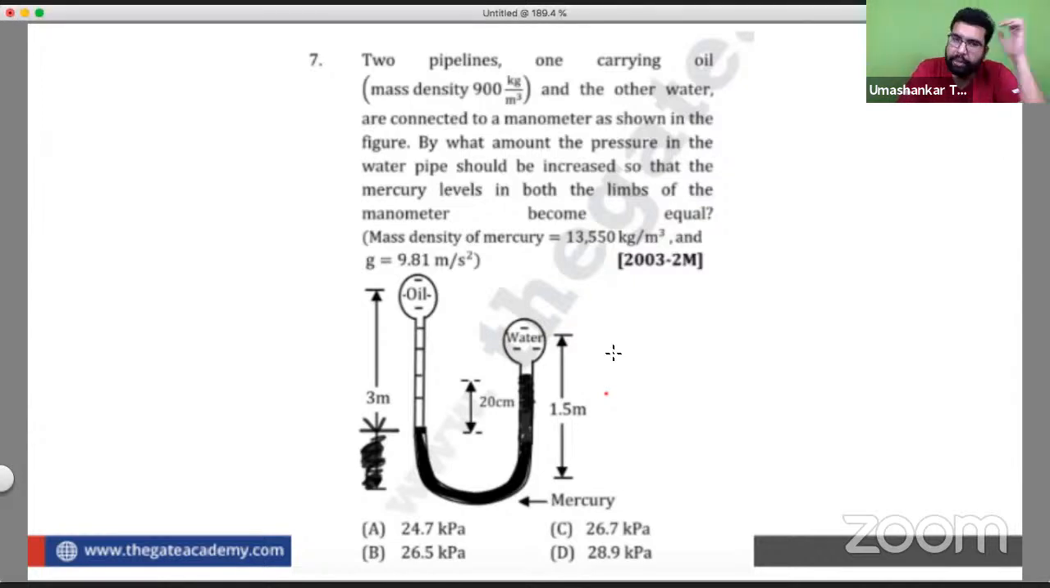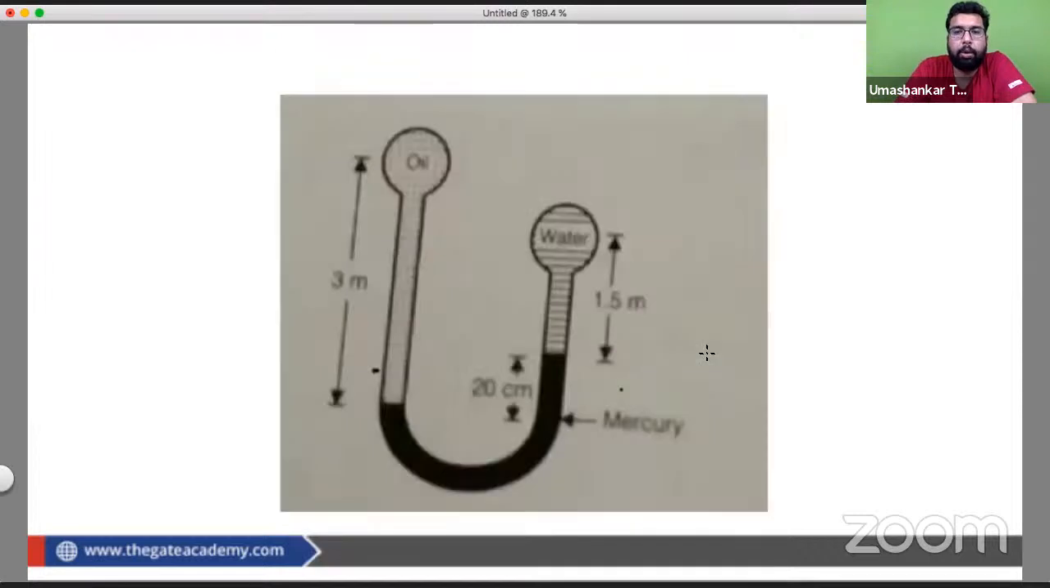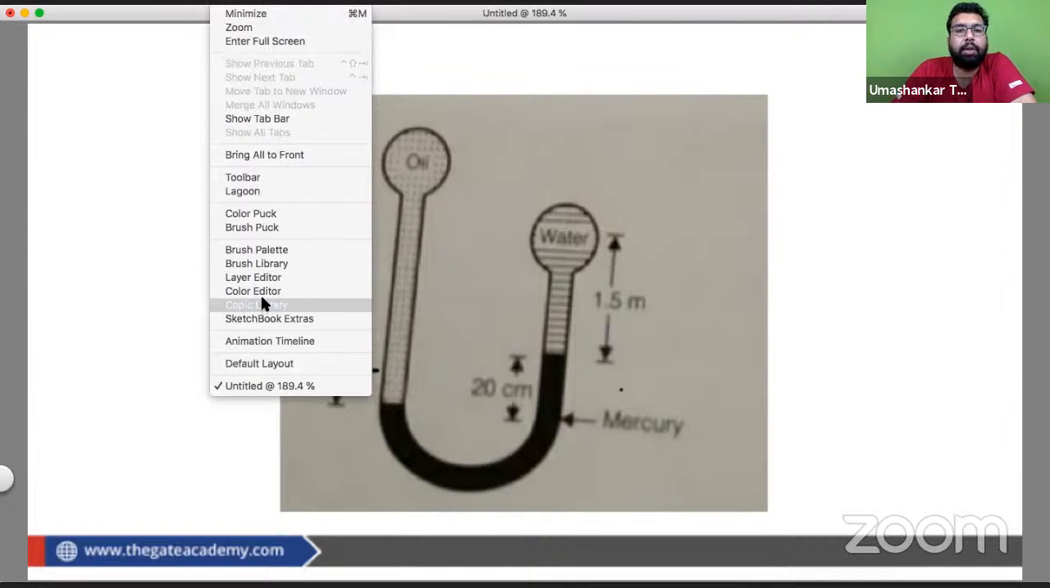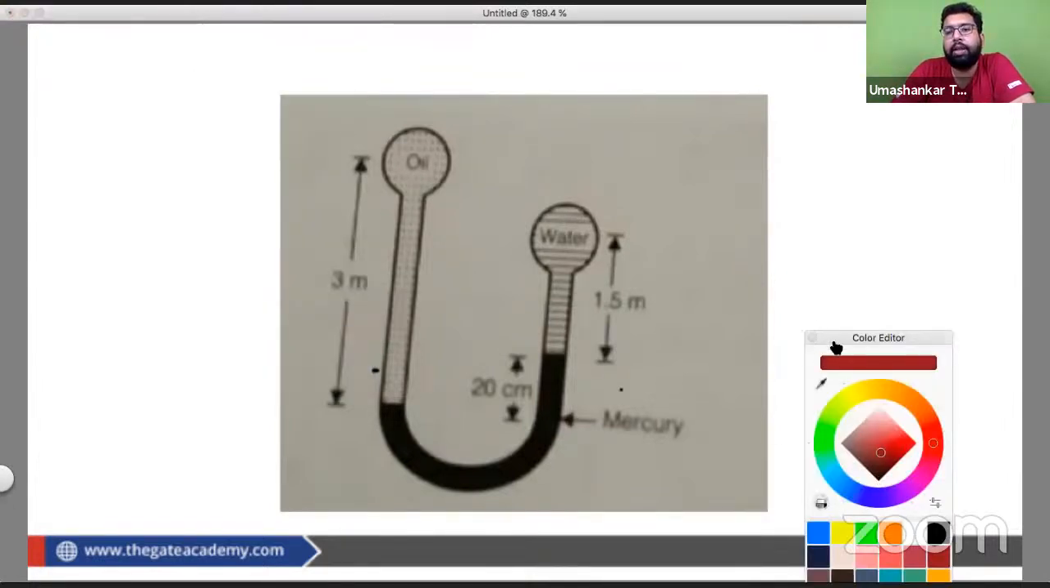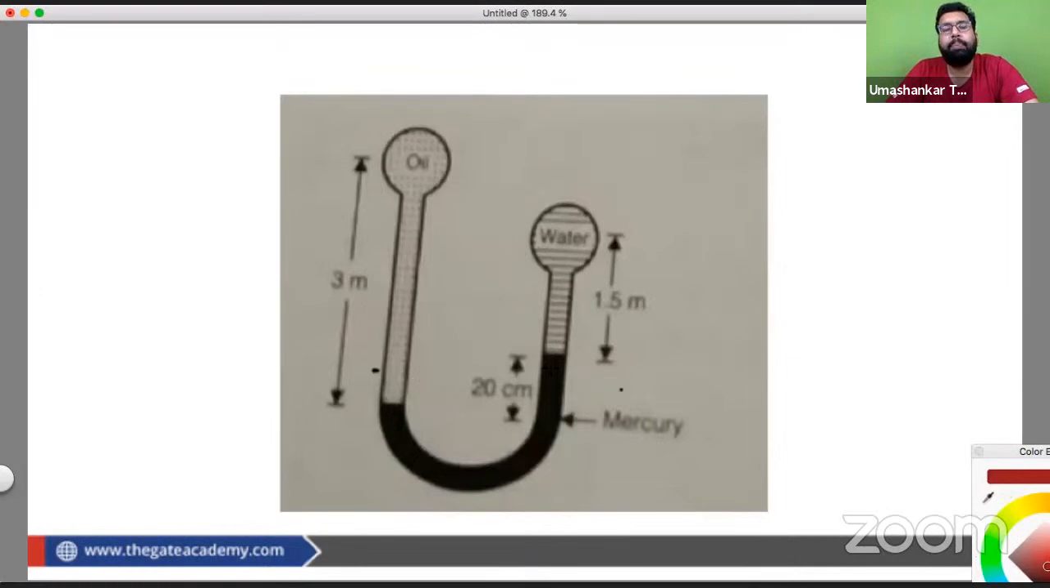Very good. So let's read this question. What is this question asking us? Two pipelines, one carrying oil and the other carrying water, are connected to the manometer as shown in the figure. By what amount should the pressure in the water pipe be increased so that the mercury level in both the limbs of the manometer becomes equal? Okay, so they want us to increase the pressure here in such a way that the pressure becomes the same.